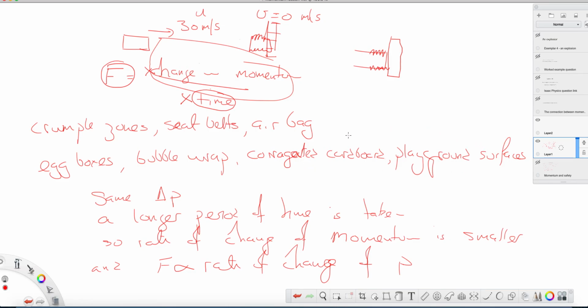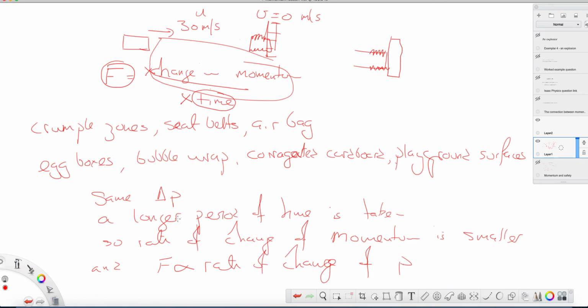If a child falls off the top of the slide onto concrete, the time it takes for them to stop is shorter than if they fall onto this playground surface that we have these days. So because the period of time taken is longer, the rate of change of momentum is smaller, and because the resultant force is proportional to the rate of change of momentum, then the force on the child is smaller and they're less likely to be seriously injured.